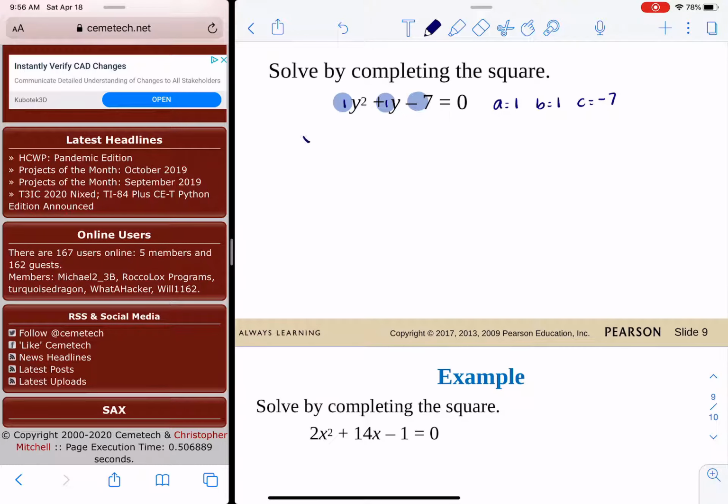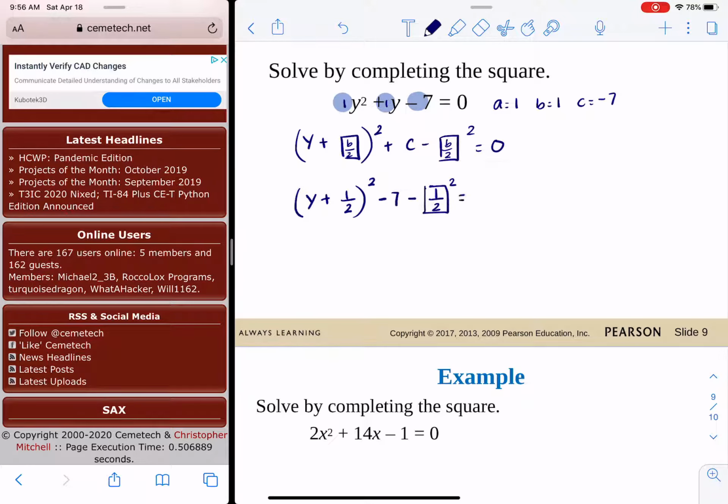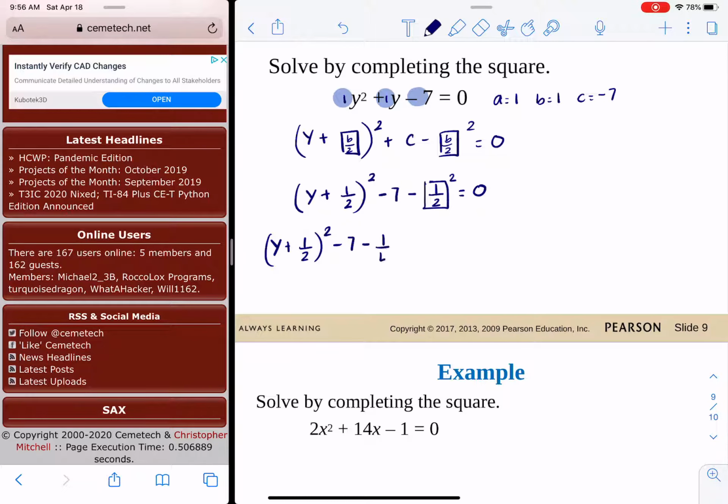So y is the variable. So b over 2 has to go inside the box. So y plus b is 1. So 1 over 2 squared. C is negative 7 minus 1 over 2 squared equals 0. Y plus 1 over 2 squared minus 7. If we squared negative 1/2, we have negative 1/4.